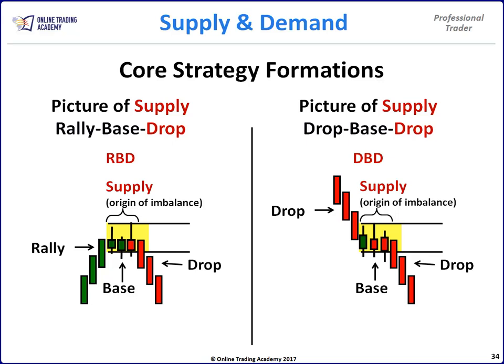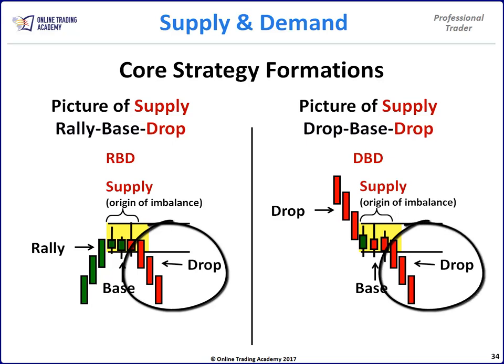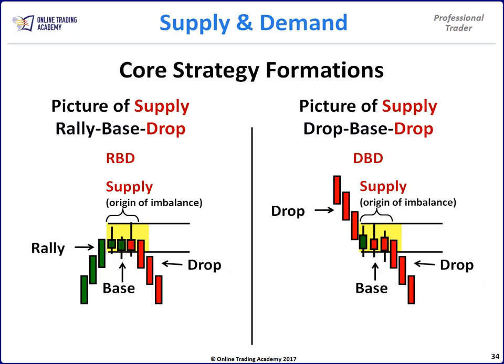You'll notice that what's common between these two is that drop out in price. That's what defines these formations as supply zones. It doesn't matter if we get the rally into the base or a drop into the base. What determines these zones as supply zones is that drop out in price, those strong red candles coming out of the zone.